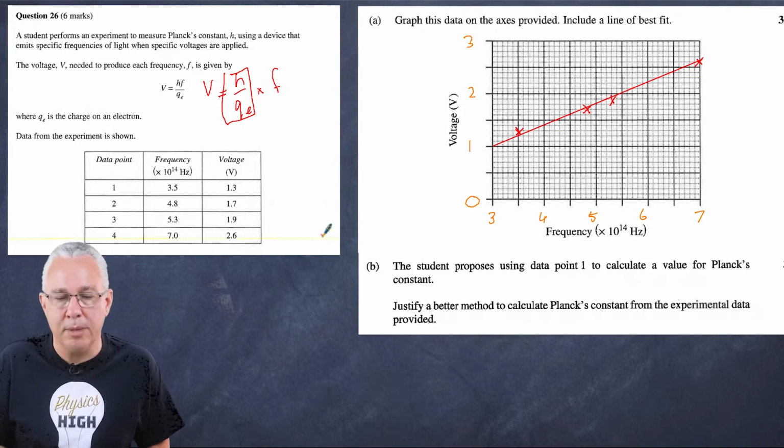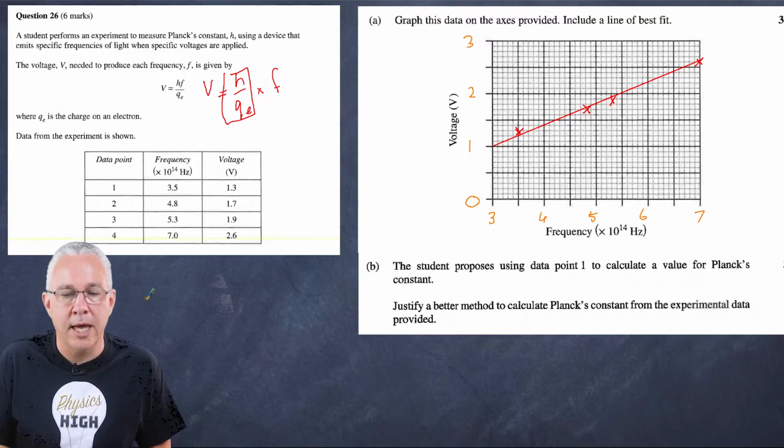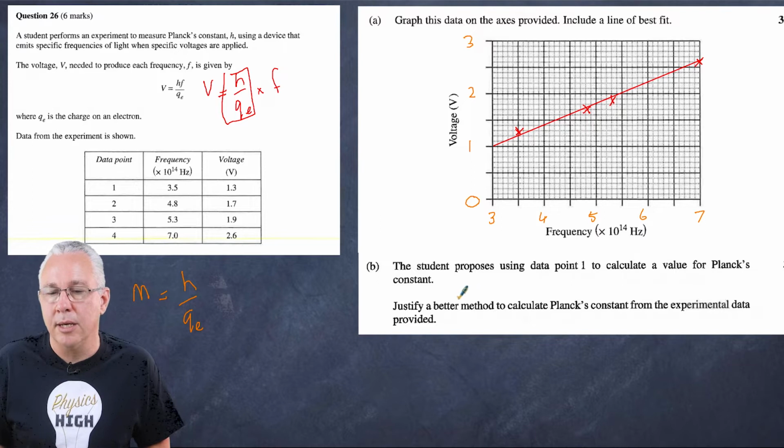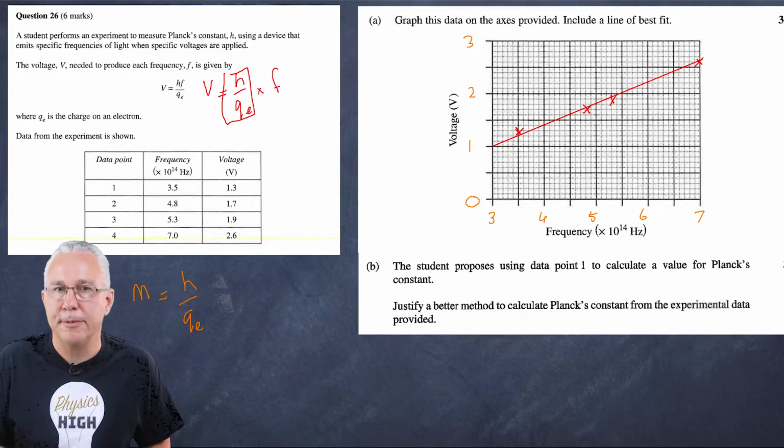So the slope of my line, m, is equal to h over Q e, and therefore if you determine the slope, you can then multiply that by the charge of the electron to work out h. Now you don't have to do this, but that is the better methodology, by using the slope of the line to increase the reliability of the experiment.